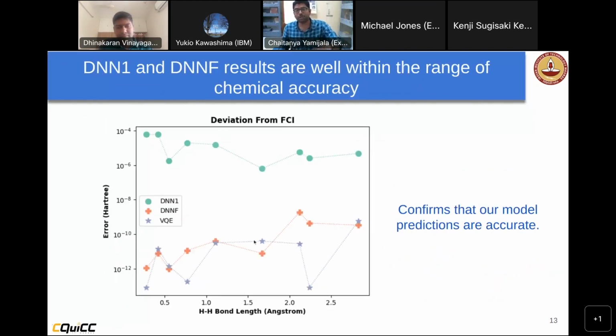Once we did, here I am showing the deviations. You can see that DNN1 is deviating slightly higher when compared to the others with respect to the FCI results, full configuration interaction results. But you can see that the errors are in the order of 10 to the power of -4 to 10 to the power of -6 Hartree. That means we are already on a good scale. So irrespective of whether I'm using DNN1, DNN-F or VQE, all of them are giving results that are very close to the FCI results, which are at least useful for us for chemistry calculations. And these results also confirm that the models that we have trained are working and they are as good as the earlier predicted values.